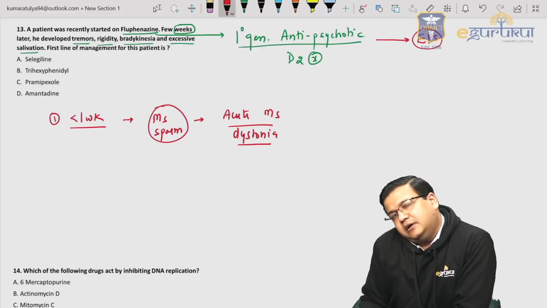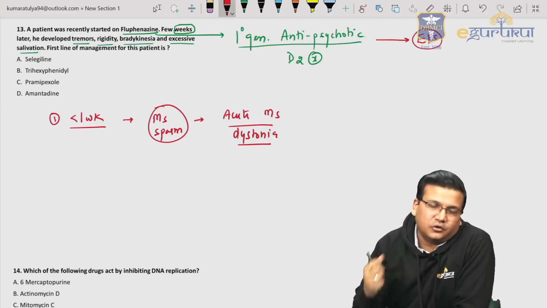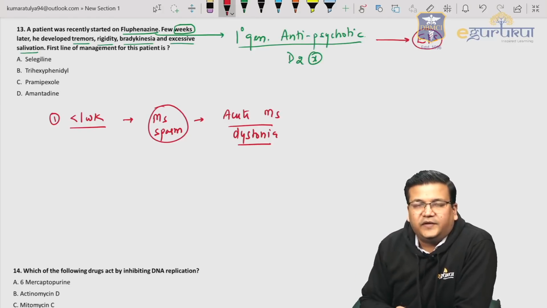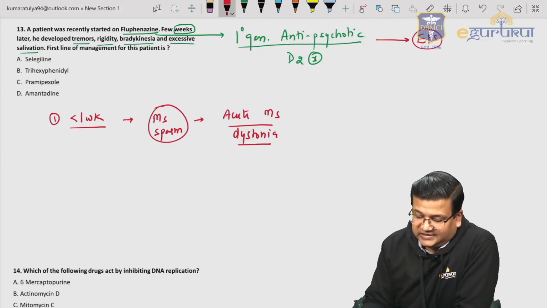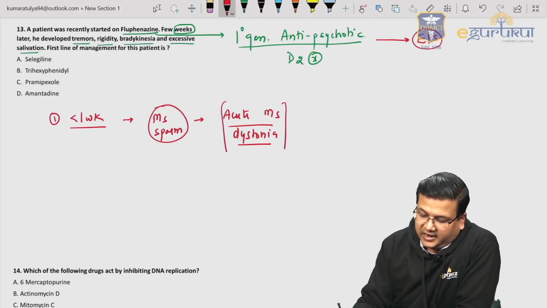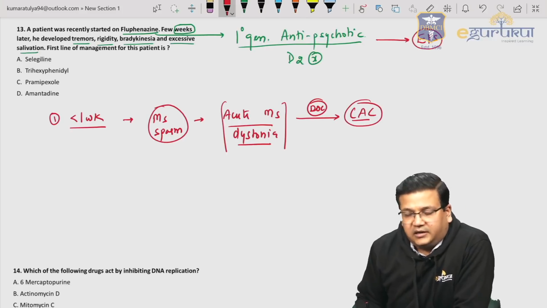Suppose he comes with torticollis, his neck has undergone spasm or his face muscles have undergone spasm, and he has been taking fluphenazine not for a few weeks, but only for 2 days. Acute muscle dystonia is the diagnosis, and the drug of choice to treat this condition would be centrally acting anticholinergics, CAC.